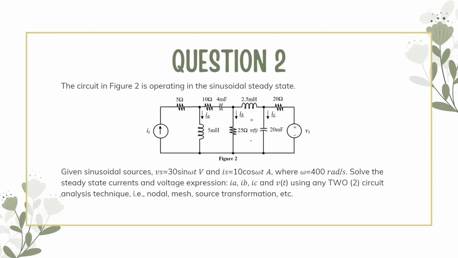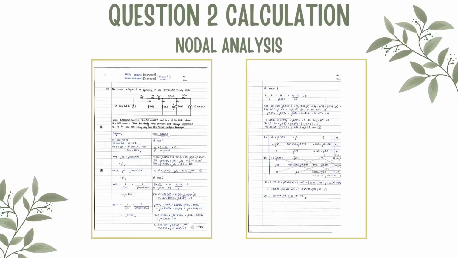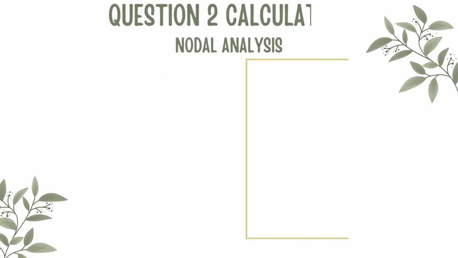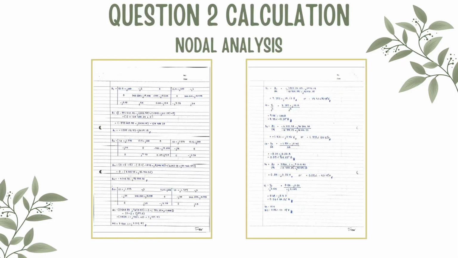So our group used mesh and nodal analysis to solve the current and voltage expression. So this is the calculation for nodal analysis for question 2. The answer that we get from using the nodal analysis technique is IA equal to 9.75 ampere, IB equal to 0.08 ampere, IC equal to 0.64 ampere, and for VT we get 0.08 volt.